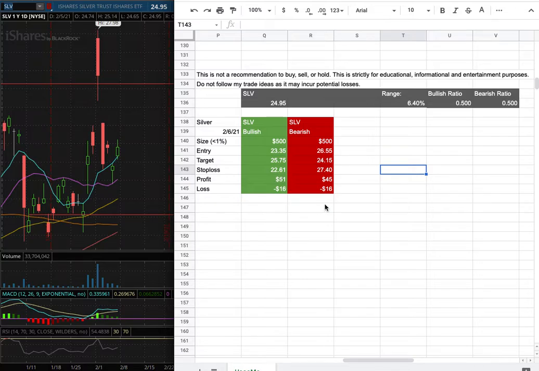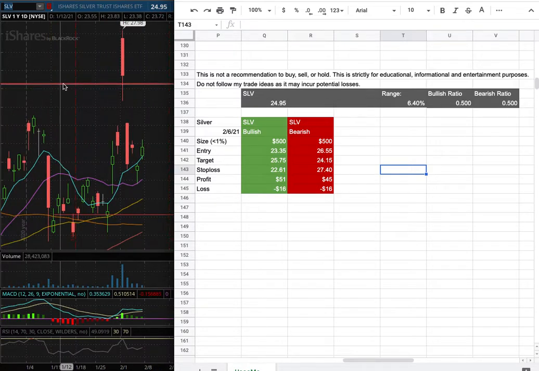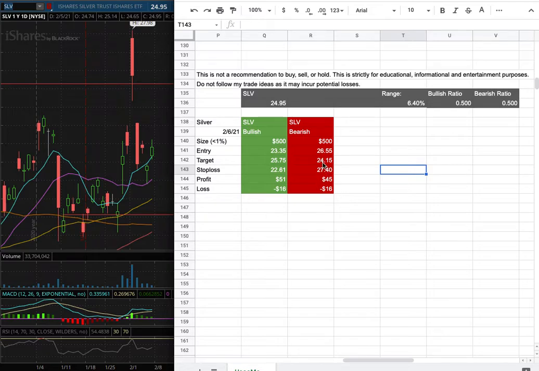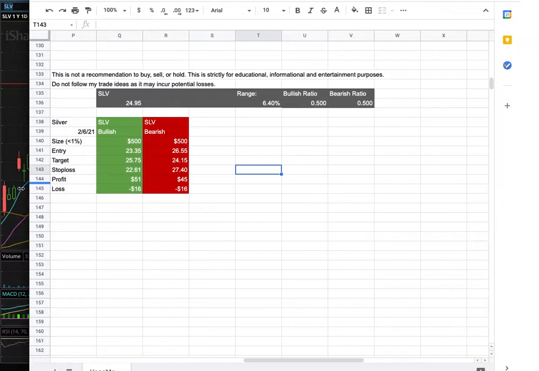On the other hand, if I were to open a short position, my entry is at $26.55, and that is this range here. My sell target for it is at $24.15, and my stop loss is at $27.40. So whichever entry price were to hit first, that'll be my position of the week.